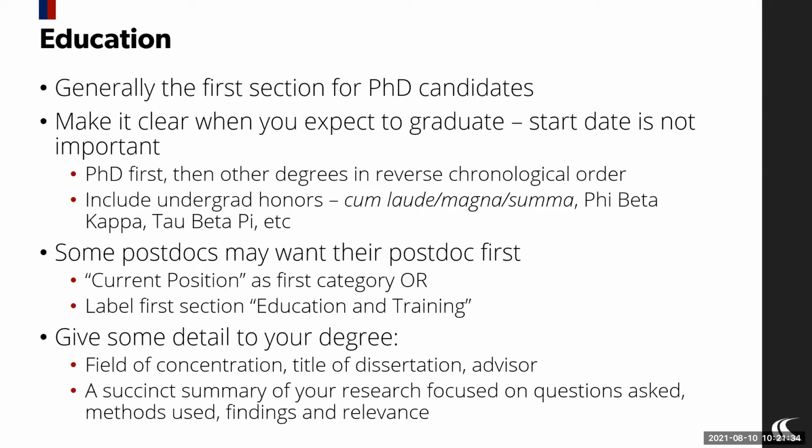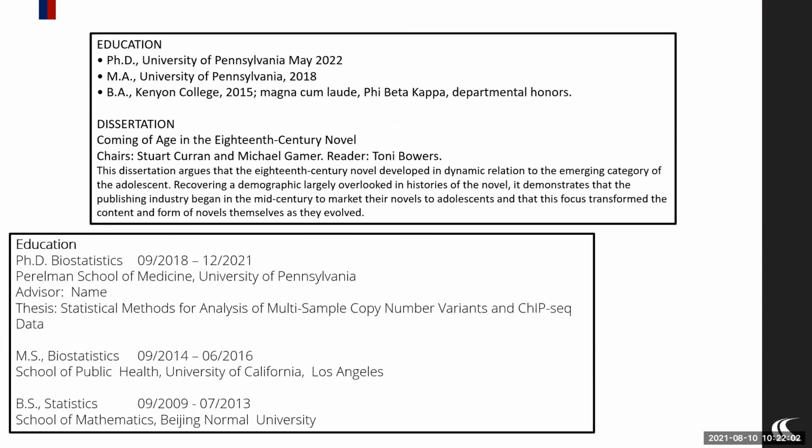I will see some people list current position as their first category. More commonly, what I see is someone labeling that first section education and training, listing the postdoc first, then the PhD, and going backward from there. Some detail is necessary for your degree, your field of concentration, the title of your dissertation, your advisor, and a very succinct summary of your research focus. So here are two examples of real people and how they've listed their education section, one in the sciences, one in the humanities. So this is giving you a little bit of information as well.